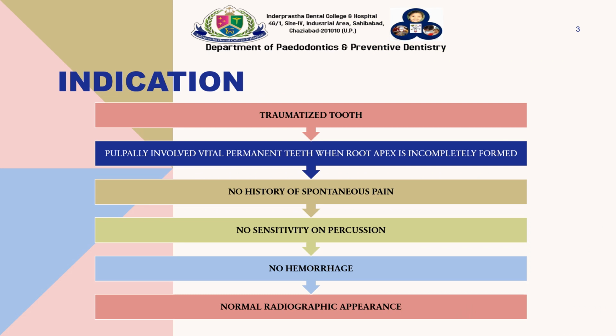So, the indications: when to do this procedure. We can do this in a traumatized tooth, or pulpally involved vital permanent teeth when the root apex is incompletely formed, with no history of spontaneous pain, no sensitivity on percussion, no hemorrhage, and a normal radiographic appearance.